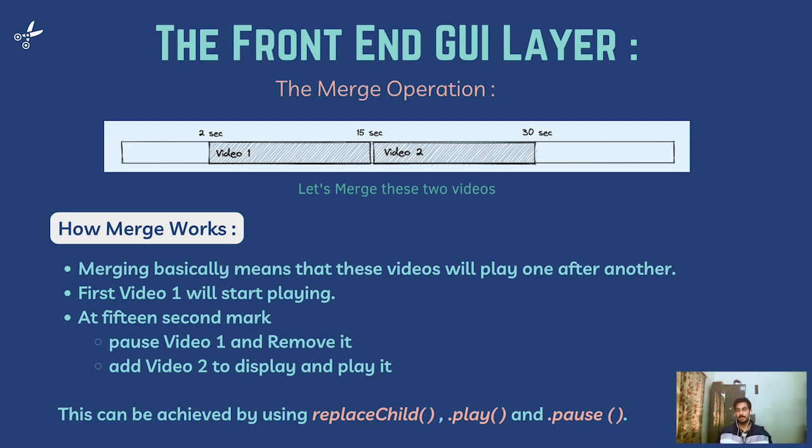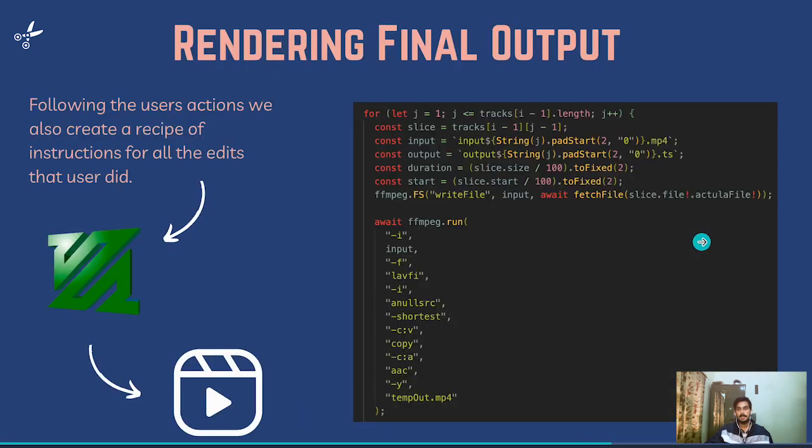Again, this can be achieved by DOM manipulation with replaceChild and the .play and .pause functions available on the HTML element, or you can use any other thing to replace. There are literally many options for how you can go about doing that. And this was the front end layer. This is how we are emulating changes on the front end GUI.